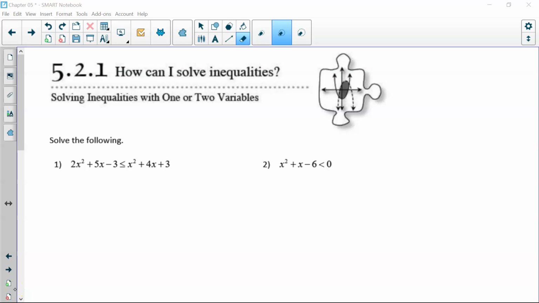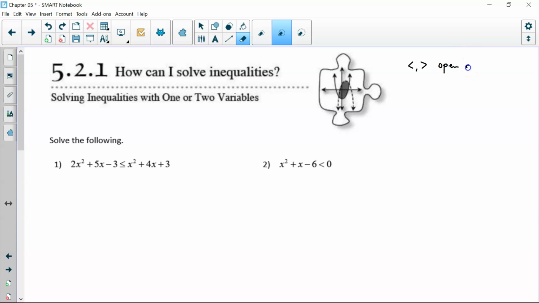Welcome to section 521. We're going to be talking about solving inequalities in two variables. What we're going to be mostly talking about is solving quadratic inequalities. So now, when we solve a quadratic inequality, keep in mind, less than, greater than, we don't include those solutions.